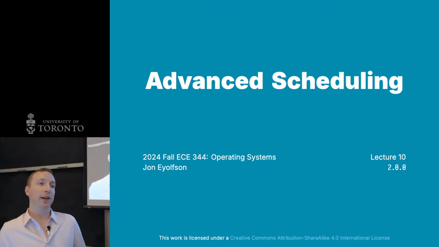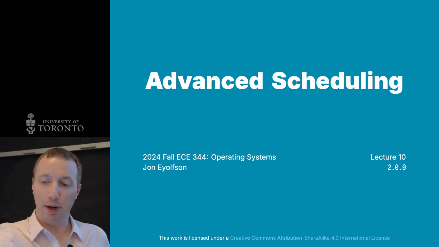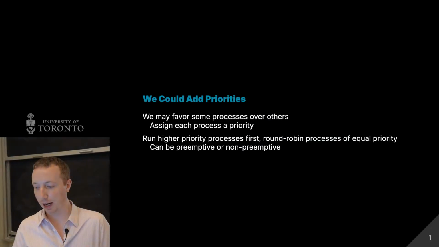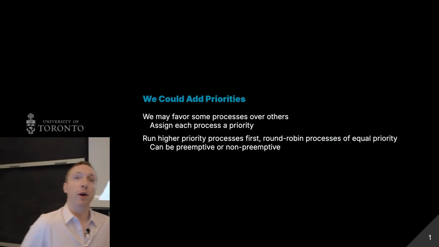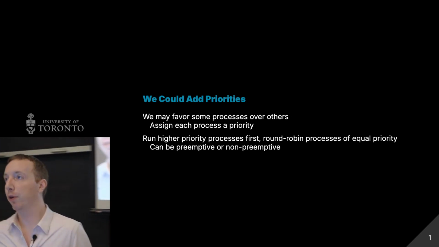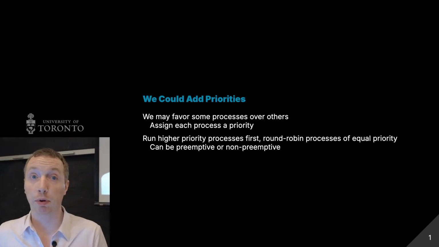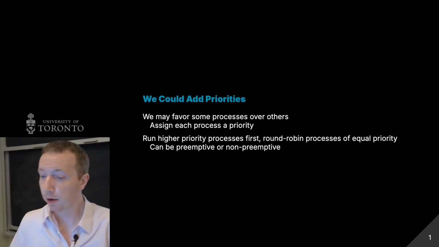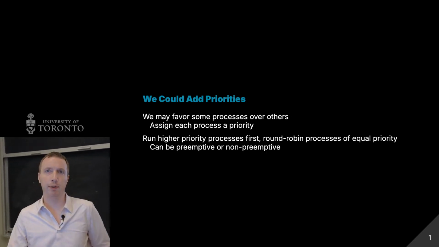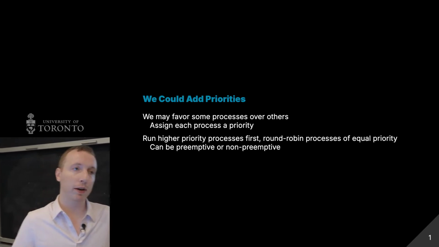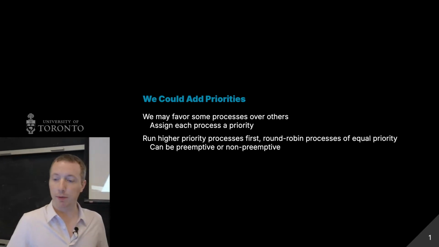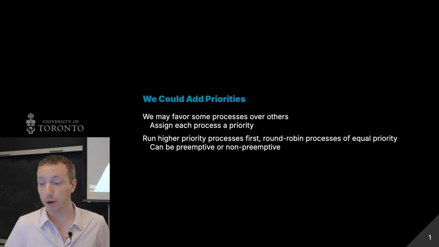So the first thing, we've talked about the Disney World Fast Pass, so that is one thing we could add in. One wrinkle we can add in for scheduling is adding in priorities. So we may favor some processes over others for any variety of reasons. The simplest way to make this generic is that we can assign each process a priority, and the rules are fairly simple. We run higher priority processes first.